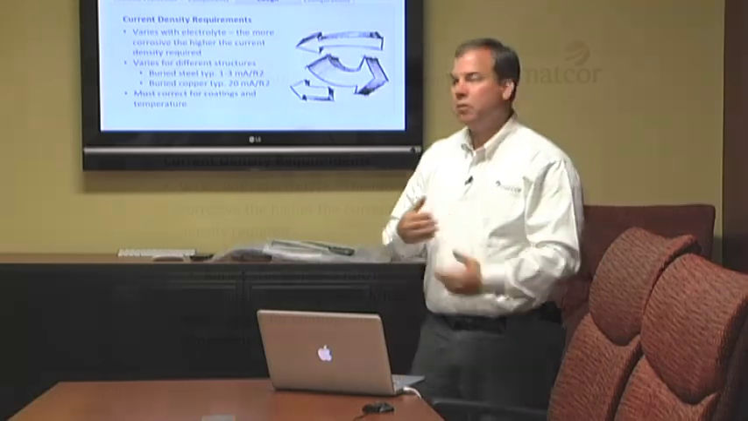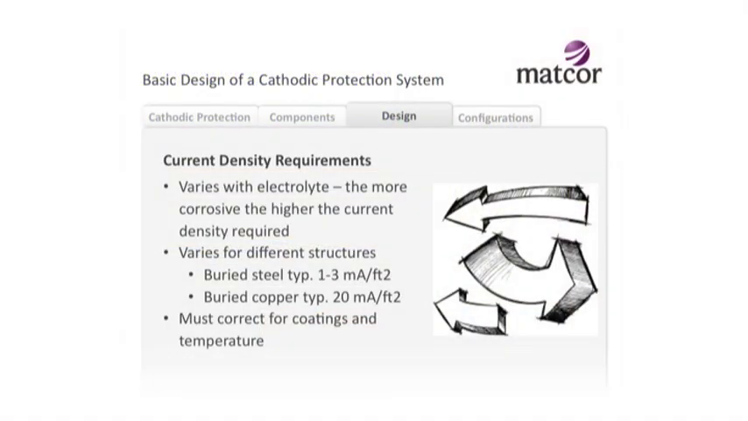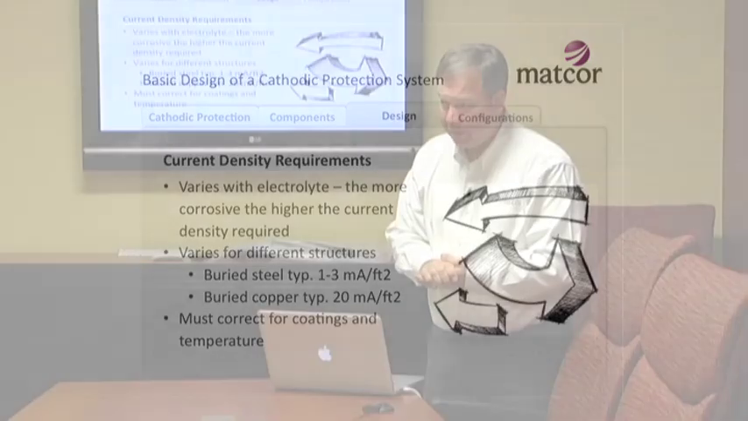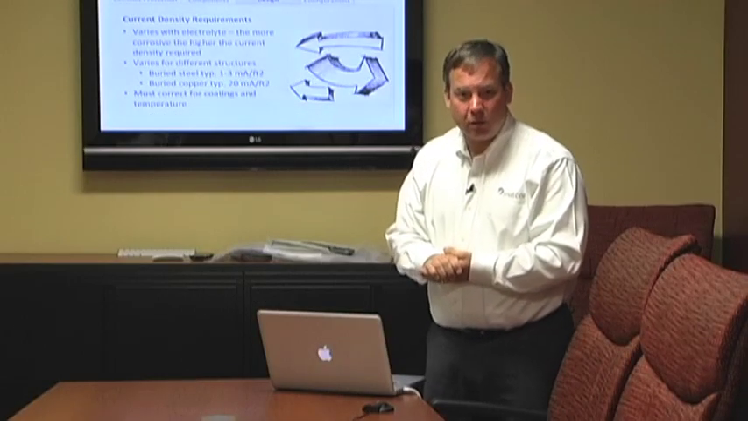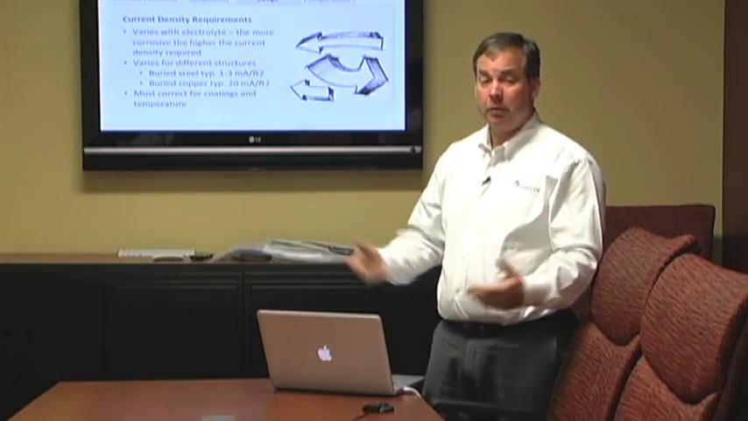Okay, so we come up with these guidelines. It varies depending on the structure. It varies depending on the type of metal you're protecting. Remember I mentioned copper really loves current. You can throw a lot of current onto copper. To protect steel, it takes about 1 milliamp per square foot. To protect copper, it takes about 20 milliamps per square foot. 20 times as much current, because copper loves current.